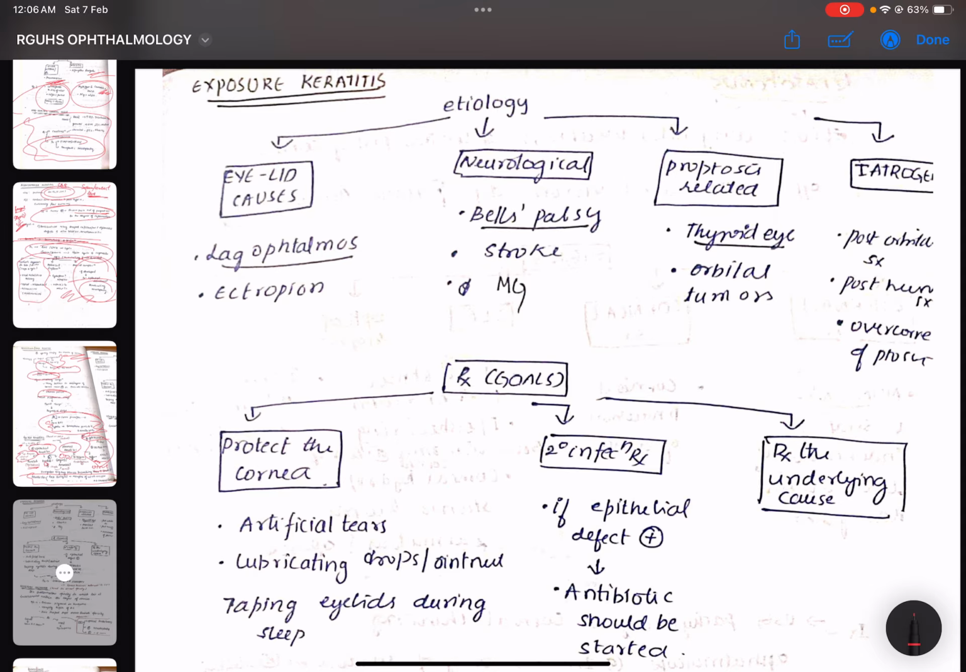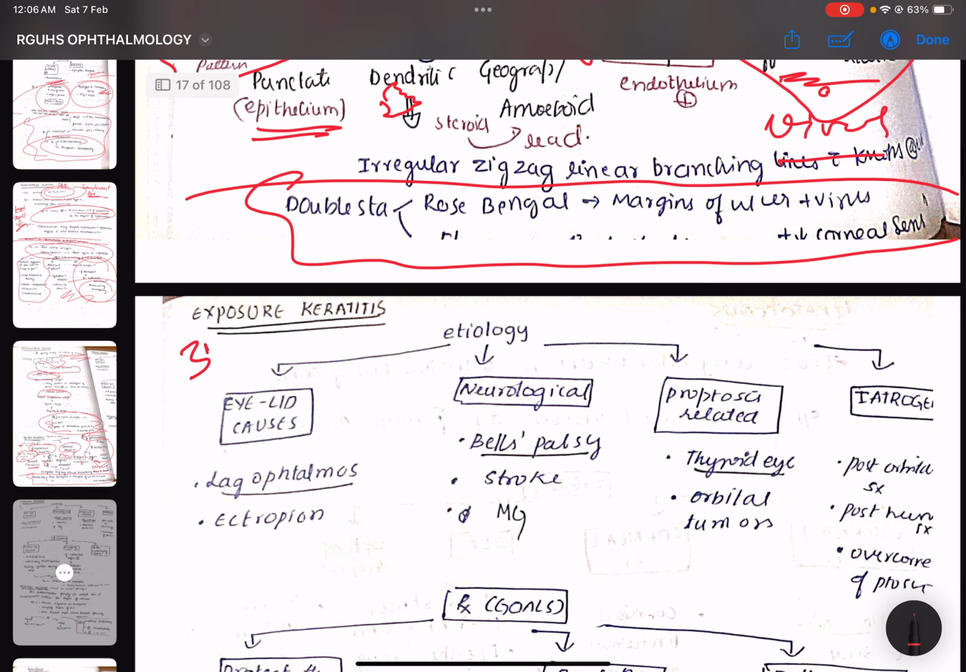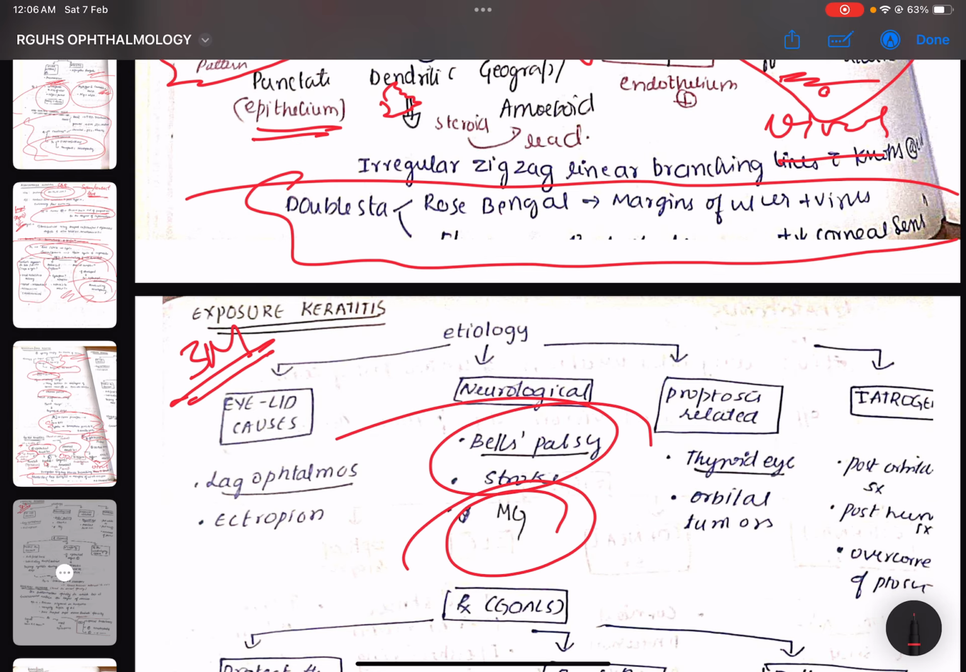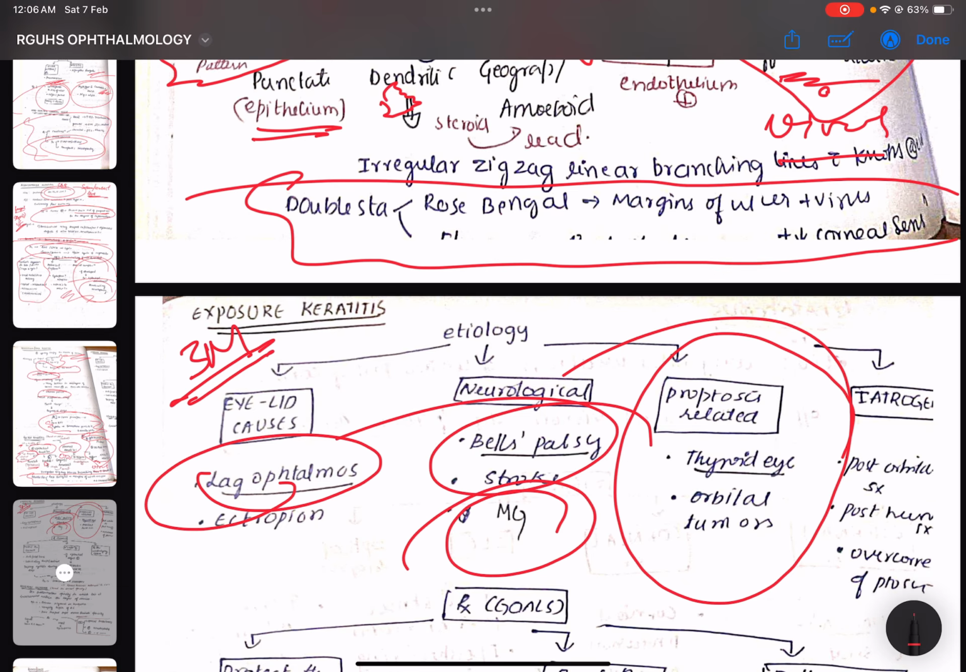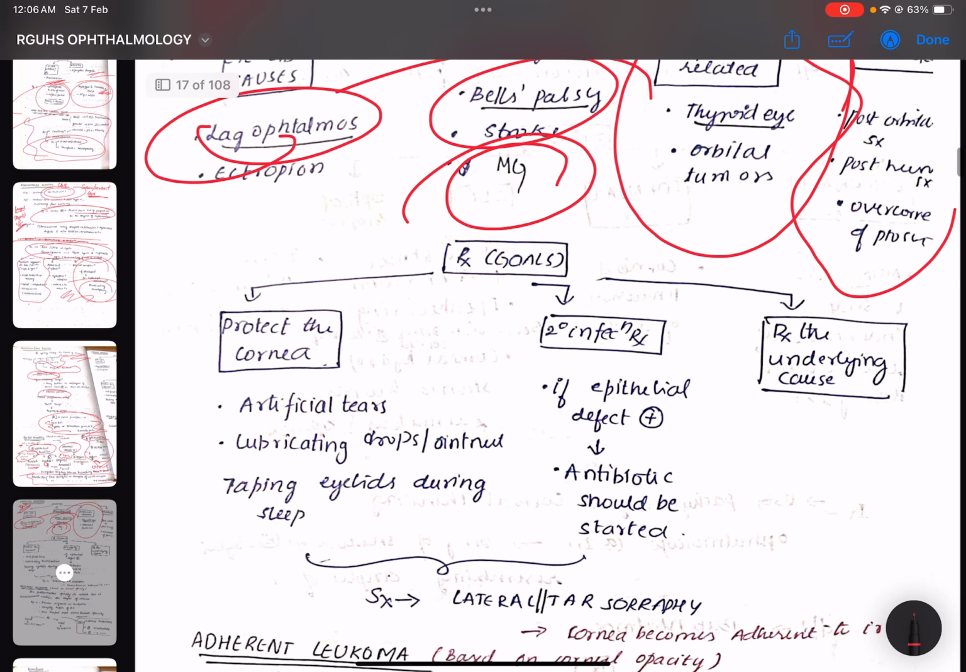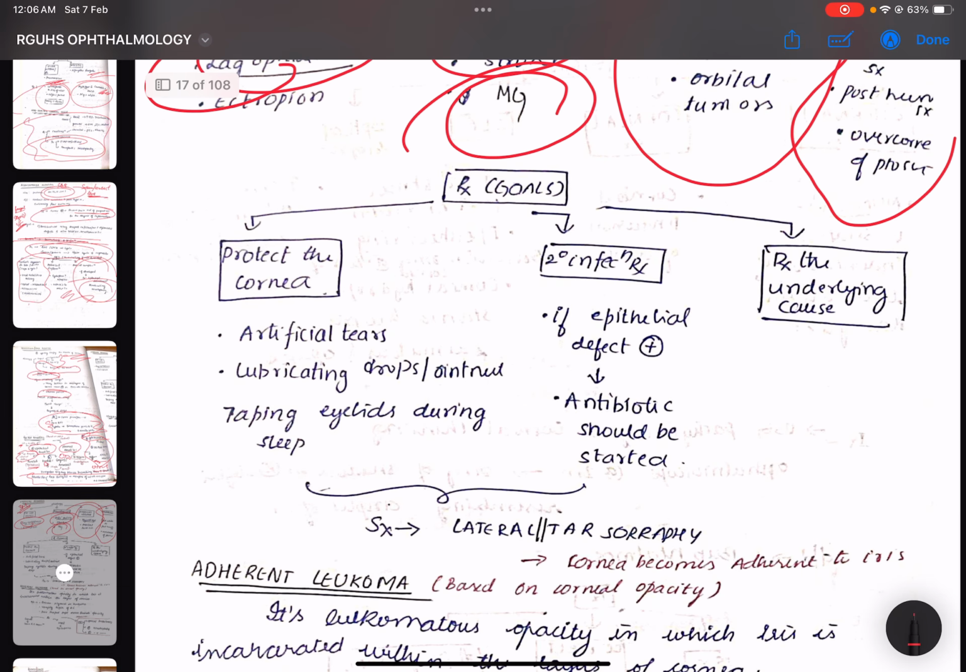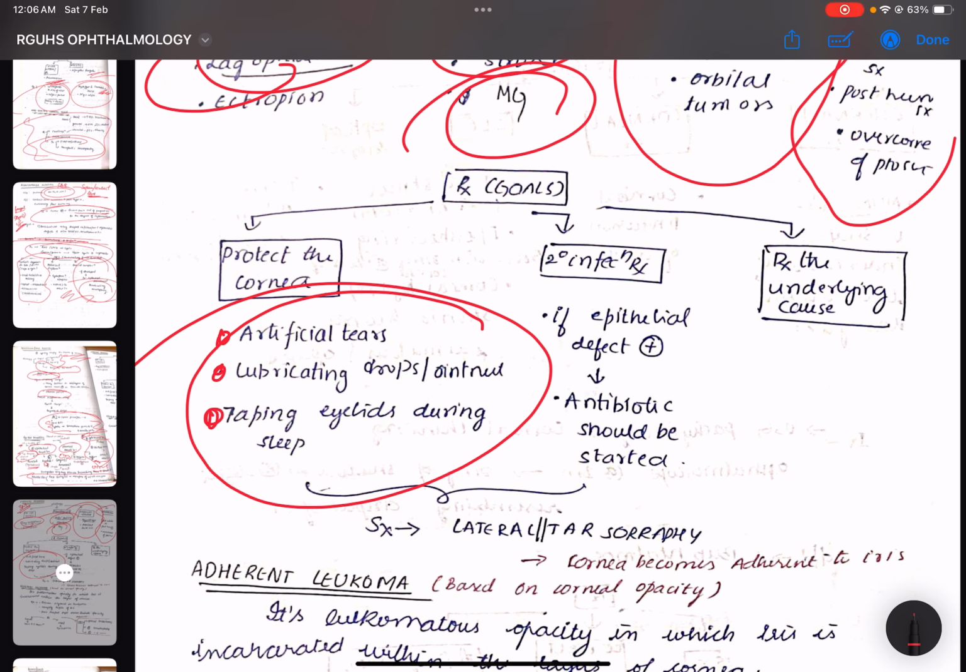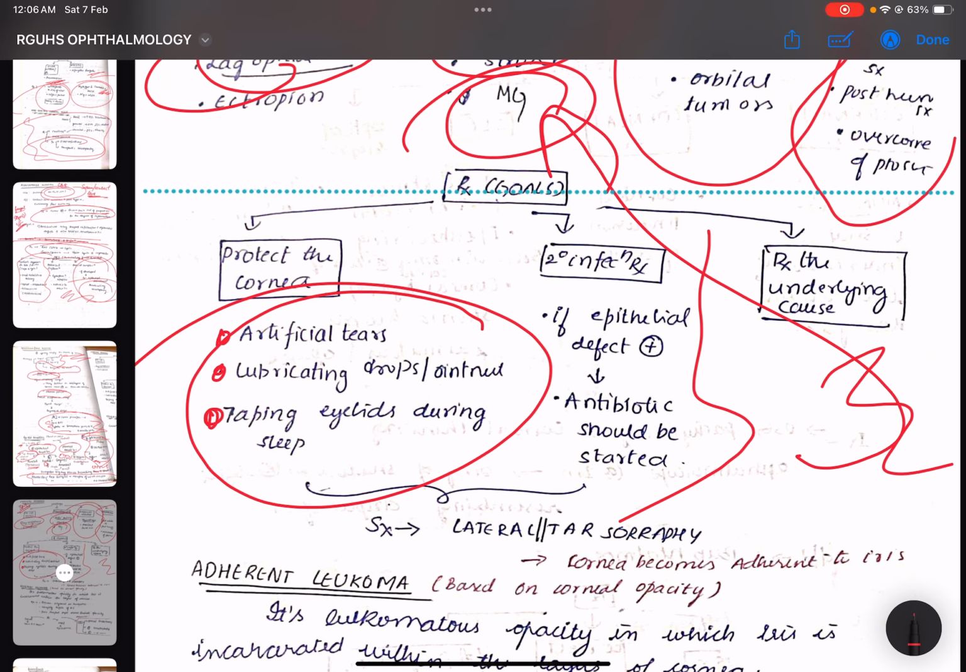Then exposure keratitis, again they might ask you for three markers. Again, I'm sure you know about the etiology, MG and Bell's palsy. But again, thyroid disease and lagophthalmos is something which people forget, and also iatrogenic. You can just remember. Again, what are the goals here? Major thing is you have to give artificial tears and lubricating drops, and also if there is any secondary infection, treat it. And also treat the underlying cause, for example, Bell's palsy. You have to give prednisone 2 mg per kg body weight as a steroid.